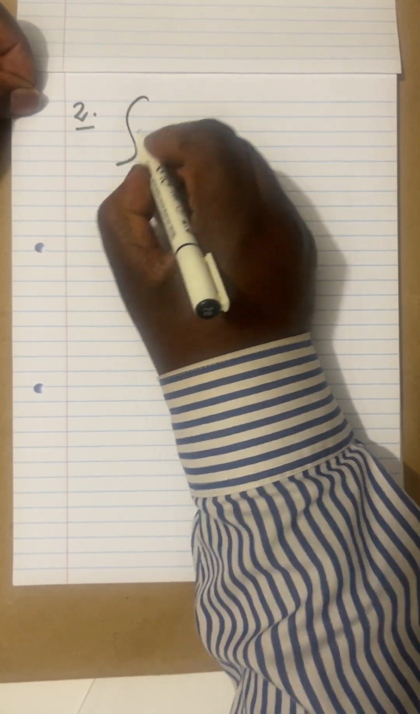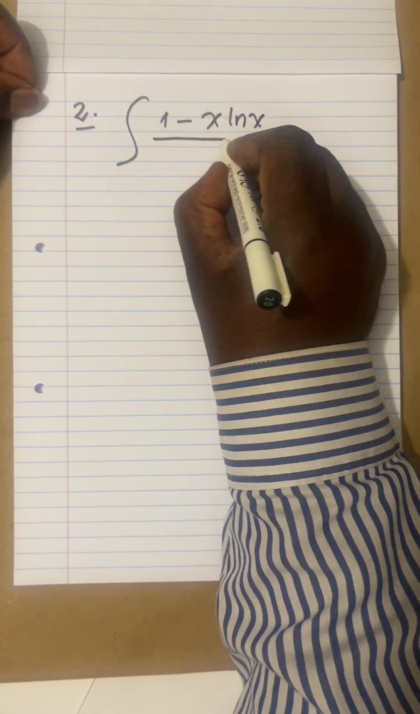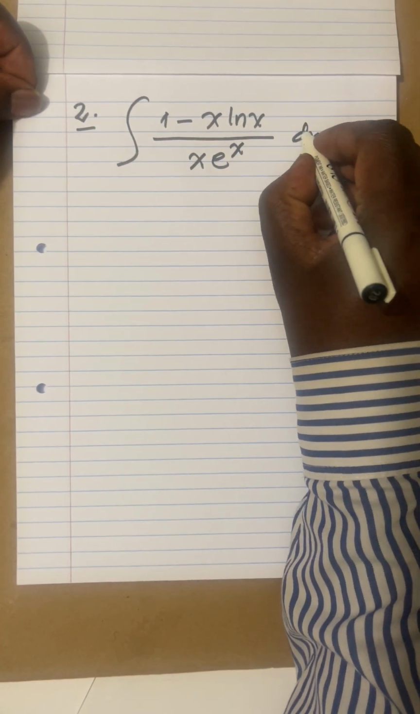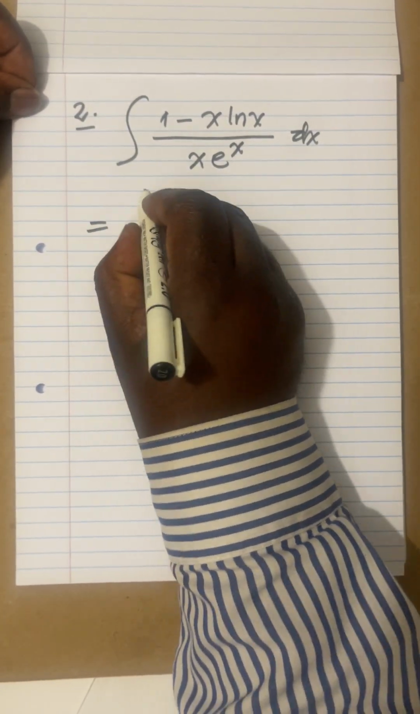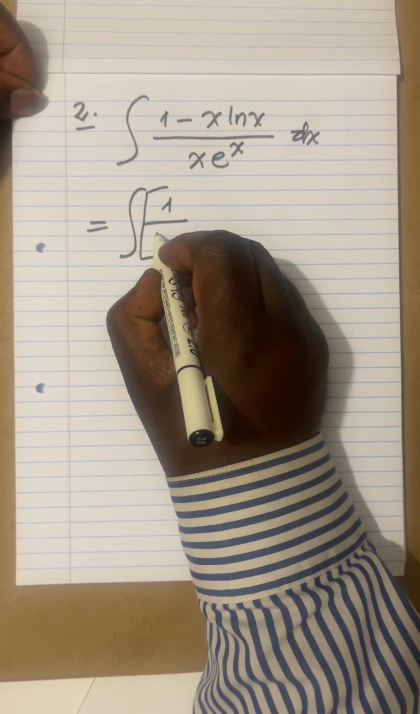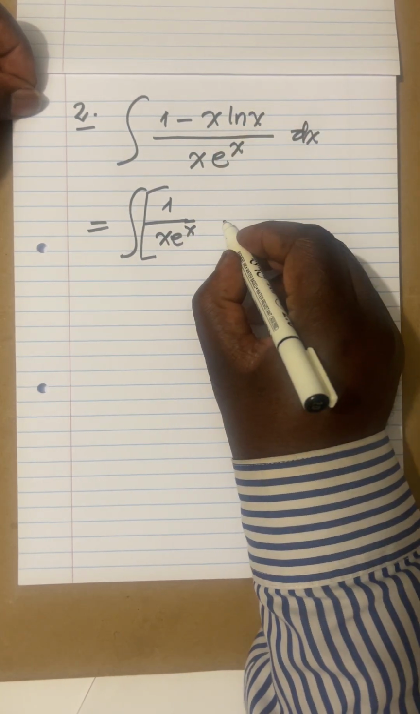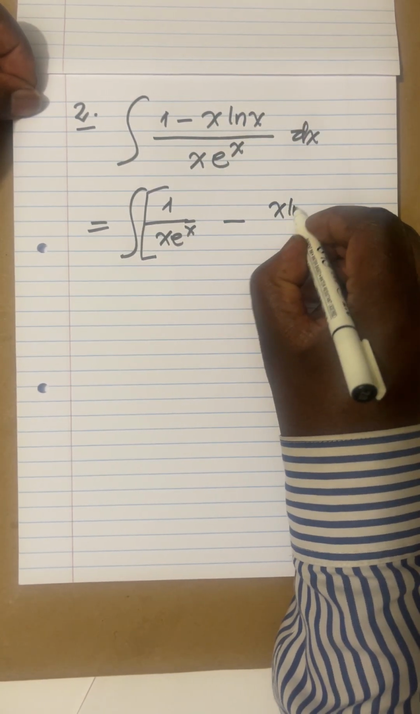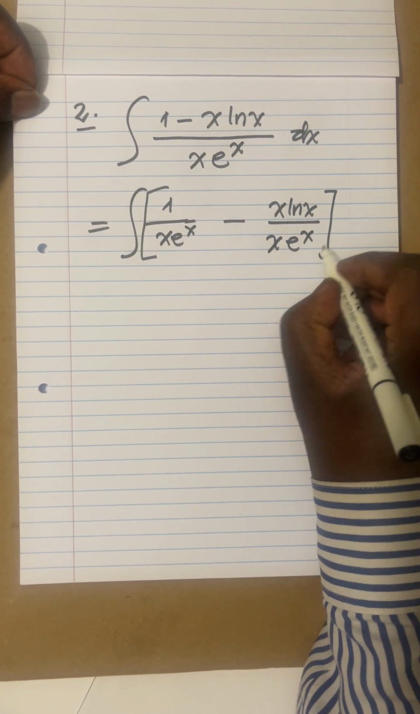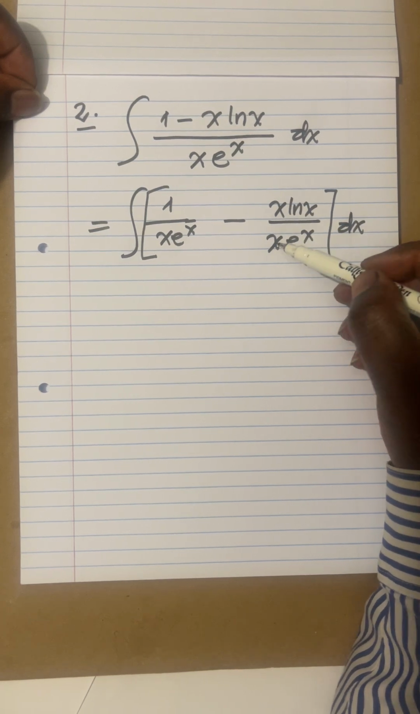So our solution for number 2 is set out as follows. So we have the integral of (1 minus x natural log of x) all over x e to the power x dx. And using term-wise division, like I told you, this is going to be 1 over x e to the x, and then we respect that minus sign there, we're going to say minus x natural log of x all over x e to the power x, and we are saying dx. You can clearly see that this x cancels here.